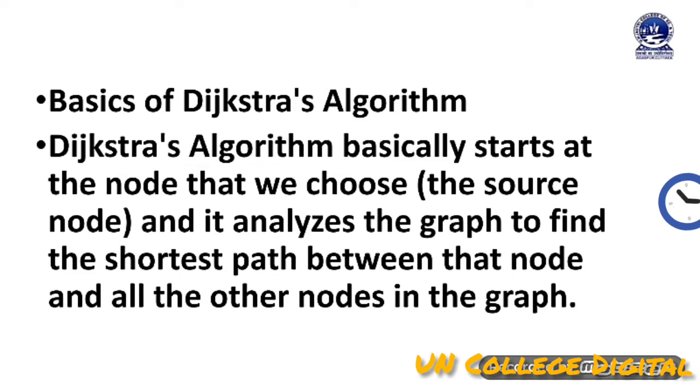Basics of Dijkstra algorithm. The first point is Dijkstra's algorithm basically starts at the node that we choose as the source node, and it analyzes the graph to find out the shortest path between that node and all other nodes in the graph. If in the question a particular node is given as the source node, then we will use that node as the source node. But if that is not given, then it depends on you. You will select one node as the source node. This is the first basic point of Dijkstra algorithm.